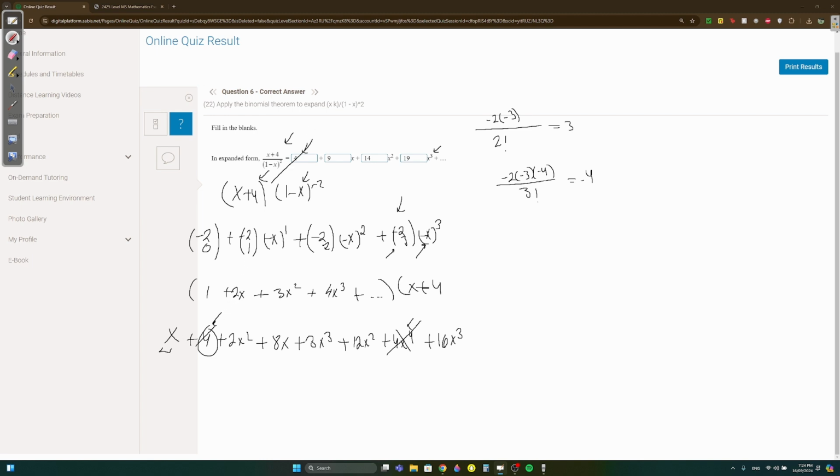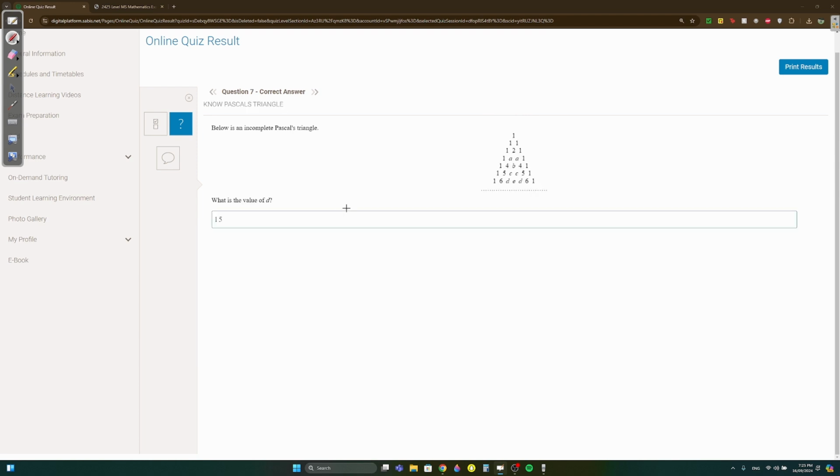For our x, we have x plus 8x, which is 9x. For our x squared, 2x squared plus 12x squared, 14x squared. For x cubed, 16 plus 3, 19. Here, put Pascal's triangle. The answer in the exam was 10, but I don't know why people got this wrong. Wallah, it's such a stupid mistake to get wrong, guys.